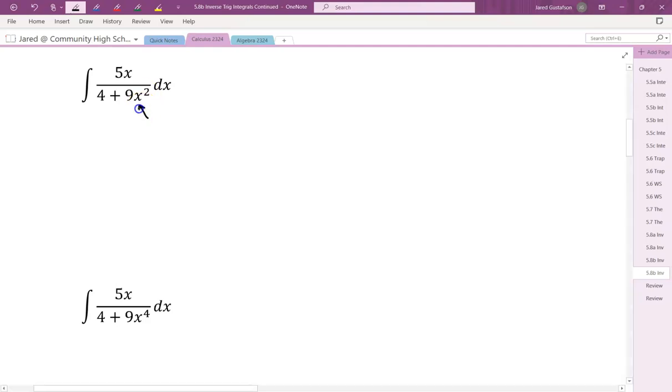Well, I noticed that we have some square stuff on the bottom. One thing that I'm thinking, 4 is 2 squared, 9x squared is 3x squared. So maybe this is like an arctangent thing. But I think the problem we run into if we're thinking arctangent is that if I make my u 3x, then my du doesn't have an x to replace, and we have this 5x on top that we also would need to replace.